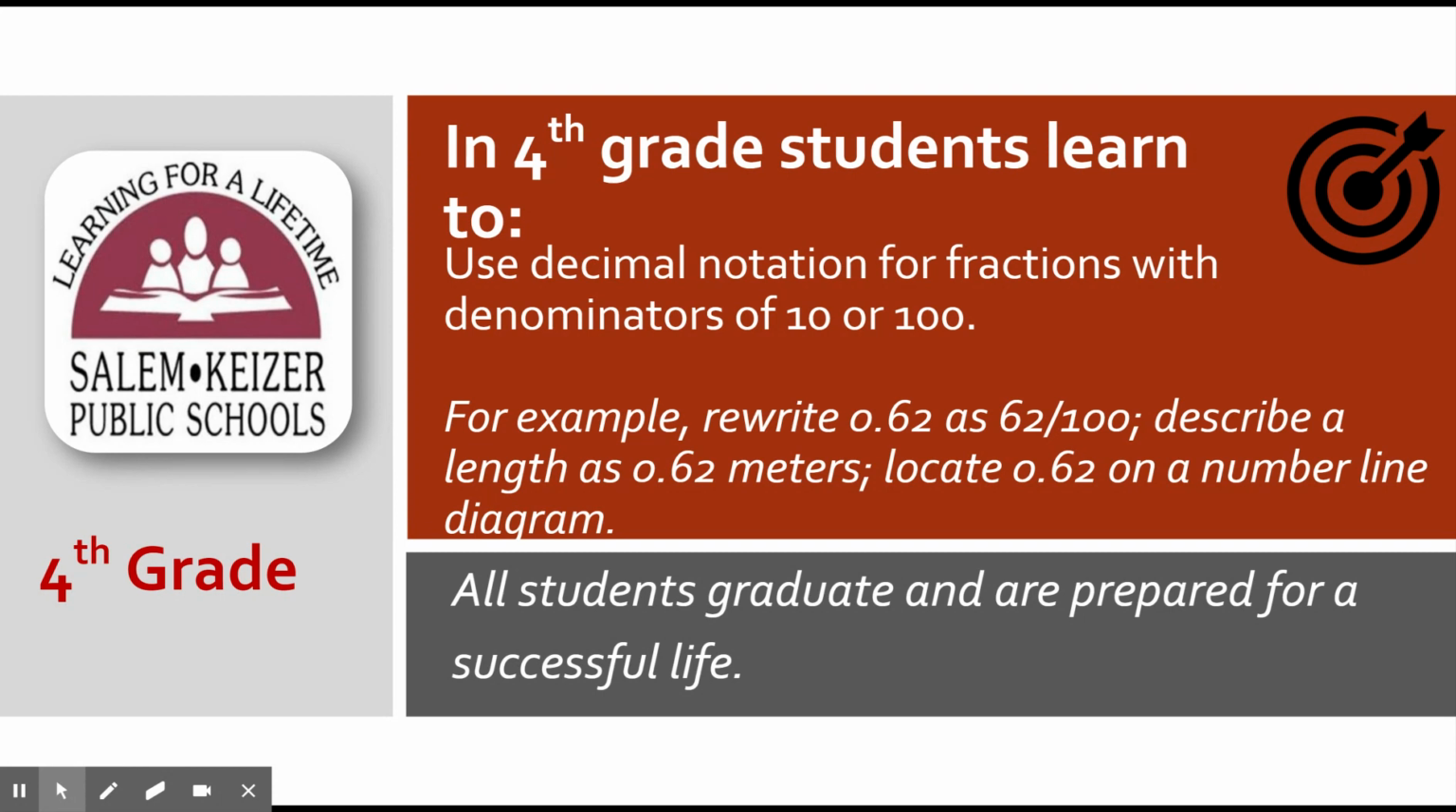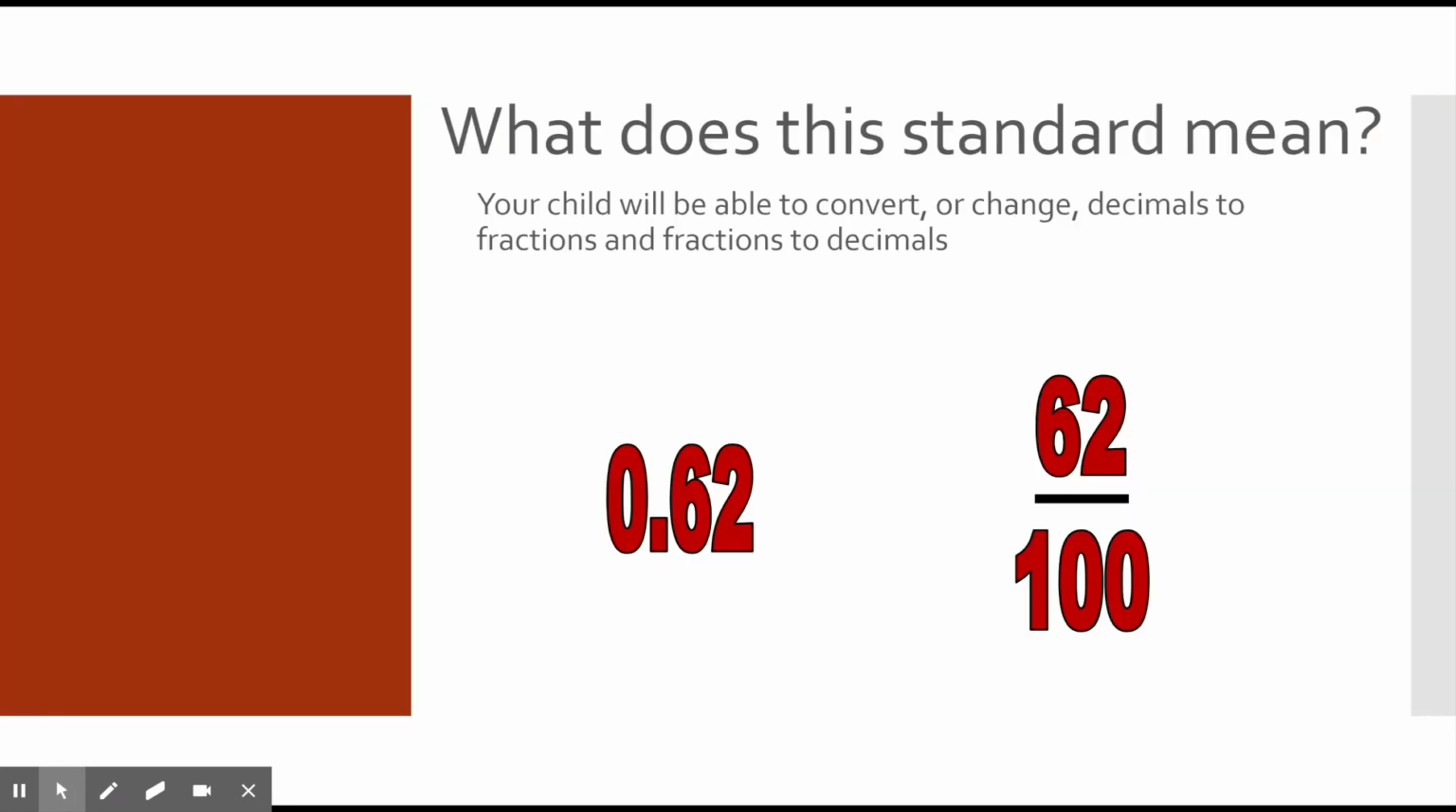Another example is students being able to describe a length as 62 hundredths of a meter. A final example is students being able to locate a decimal such as 62 hundredths on a number line. This standard means that your child will be able to convert or change decimals into fractions and fractions into decimals.